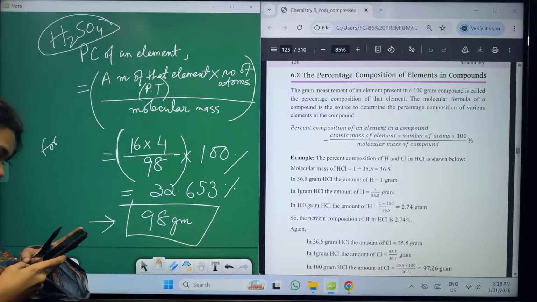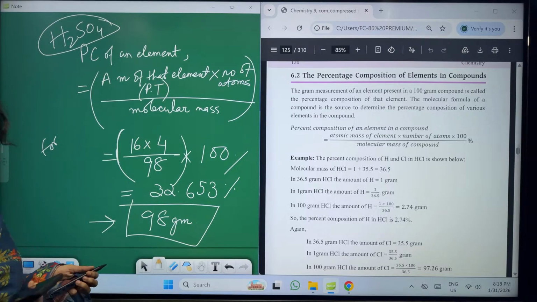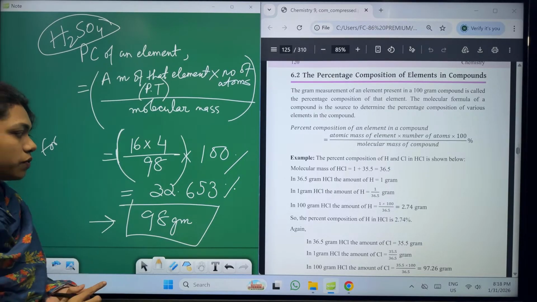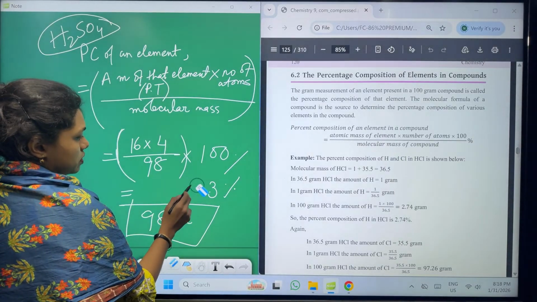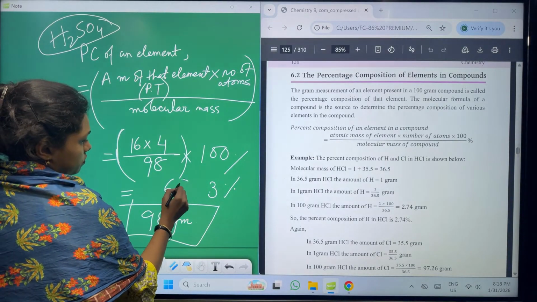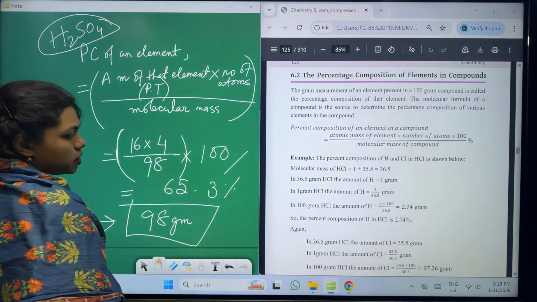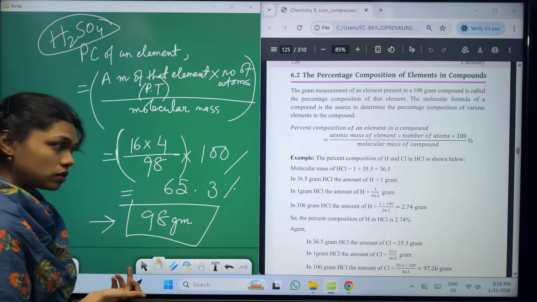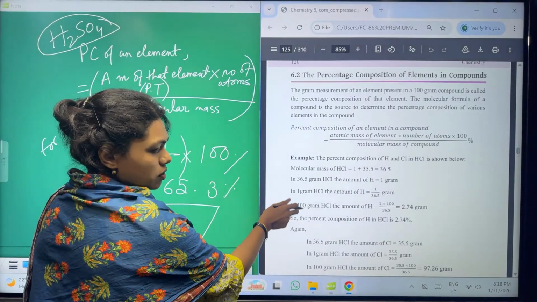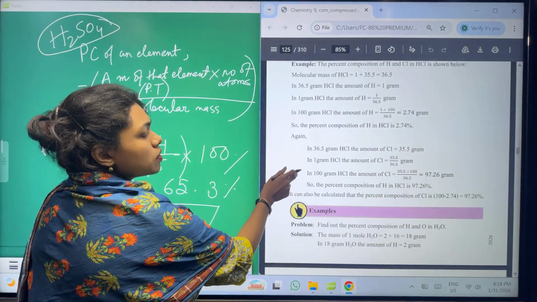Okay, that's going to give us what? 65.3%. That will give us 65.3%. Okay, that's how you calculate the percentage composition. You can try this for yourself.